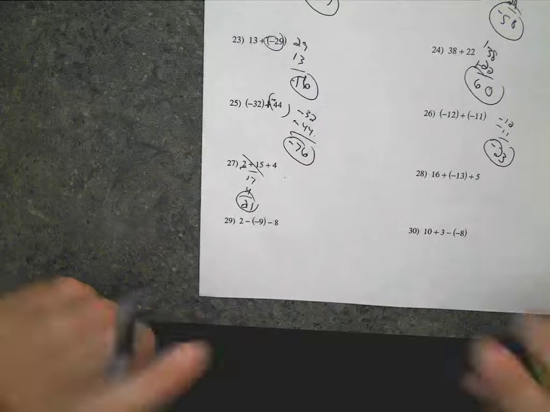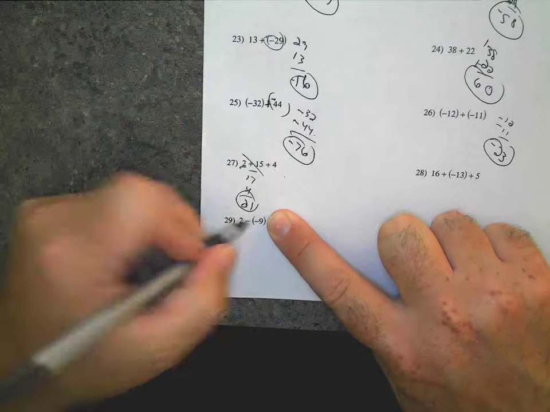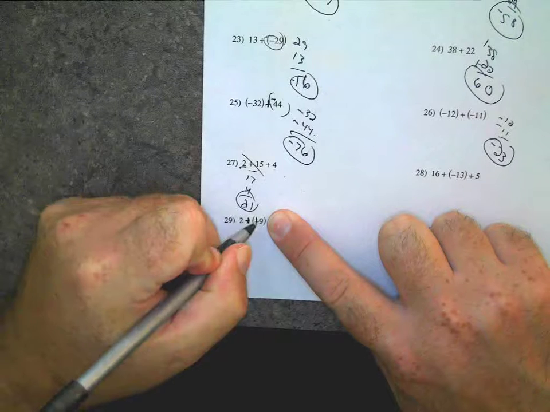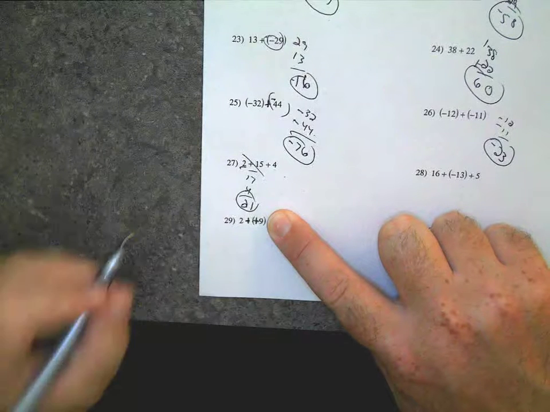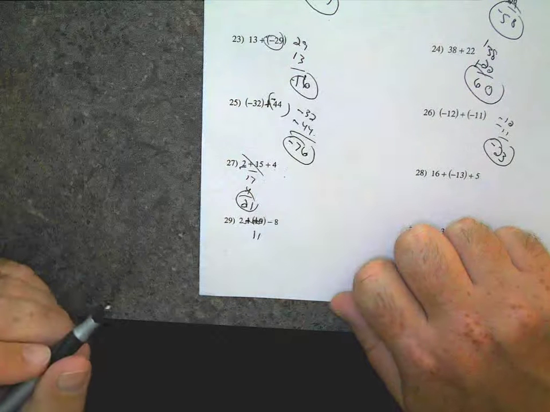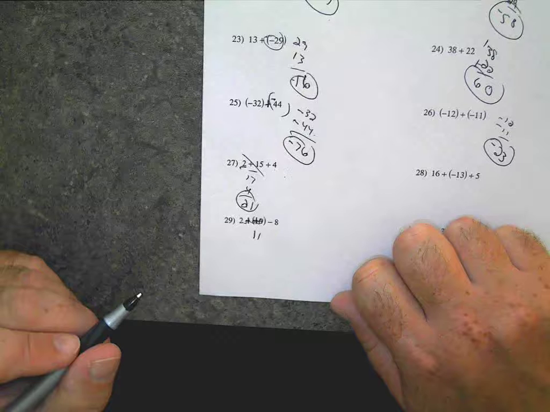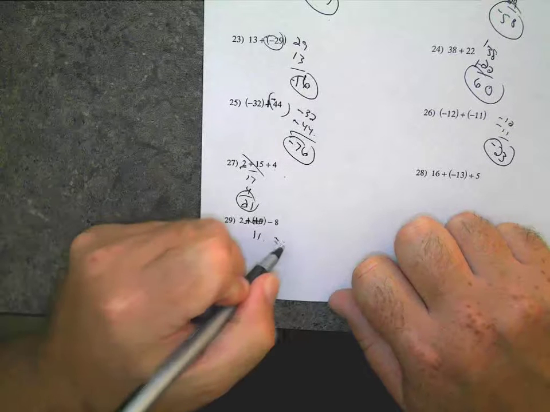29 is not allowed to be done in your head. You are going to cross, put your finger on this, don't look at it, add the opposite. 2 plus 9 is 11. 11 minus 8. It's not negative, it's just 11 minus 8. Joe. 3.